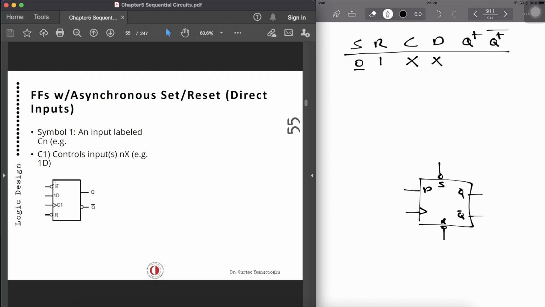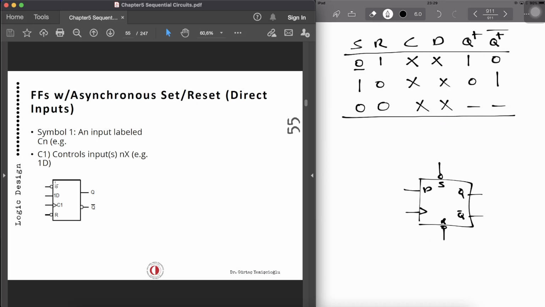So when S is 0, it means it's a hard set. So output will be 1, output inverse will be 0. Other way around, when reset is 0, it's hard reset. So this is going to be 0, this is going to be 1, no matter what's happening with the C and D inputs. And when both are 0, this is coming from the SR again. And as we don't care about these, it's undefined. Nothing will do a job over there.